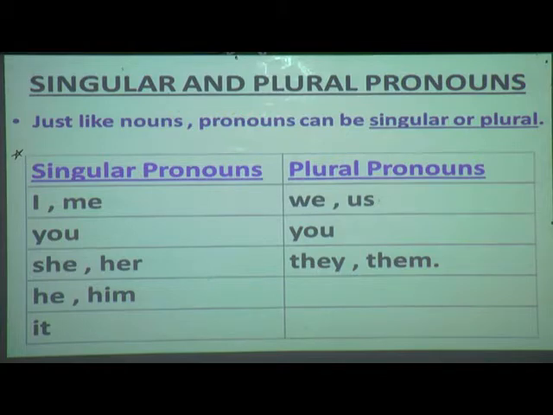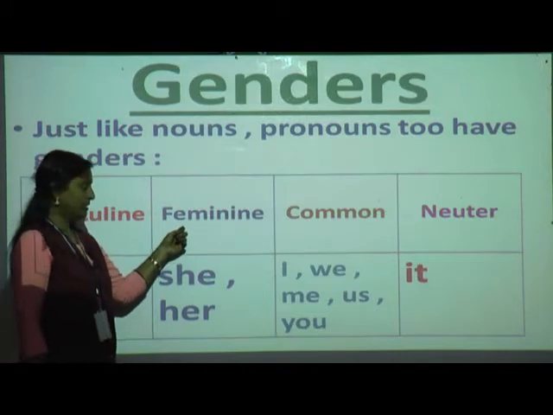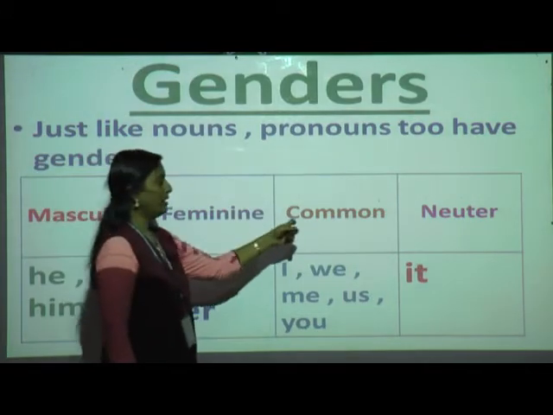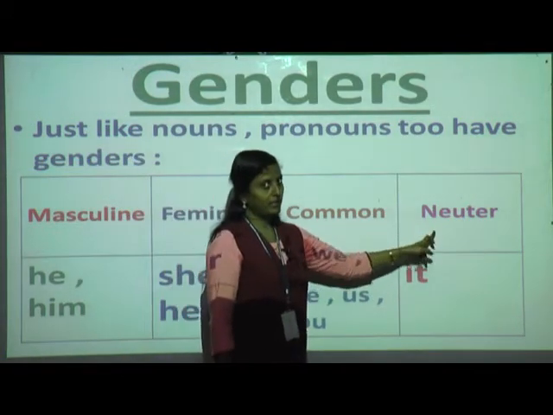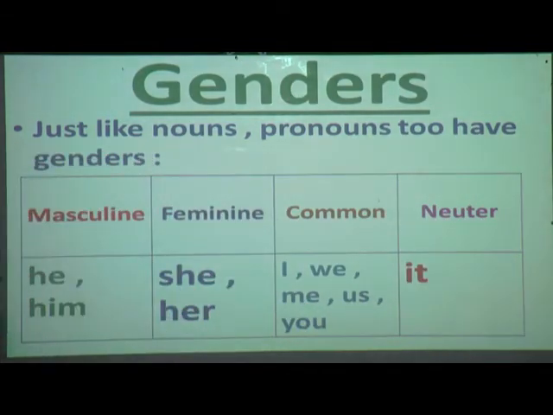Yes, we are going to learn genders. Do you remember what we learned in the gender lesson? Yes, we have learned masculine, feminine, common and neuter gender. This you already know. For the male gender, we call it masculine gender. For female, we call it feminine. If both are included, that is common. And if non-living things are there, we use neuter gender. Now, just like nouns, pronouns too have genders. We will see how.